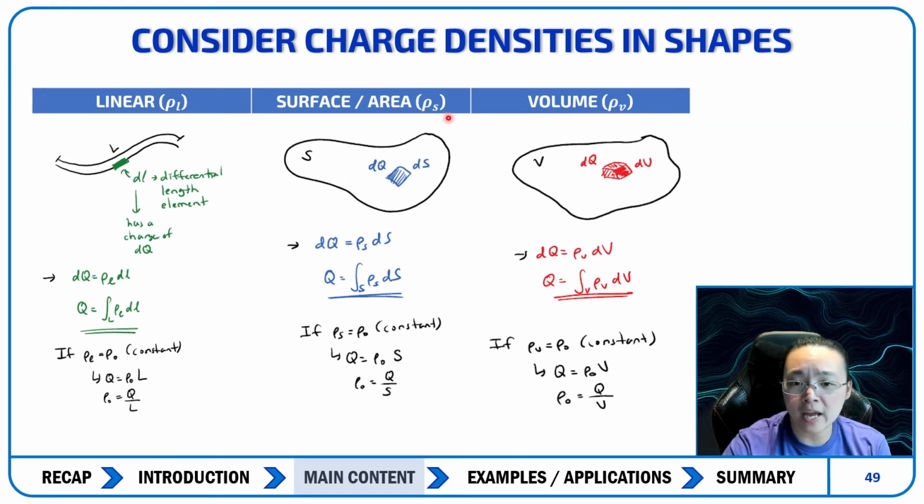charge density rho s can be considered here, and we take a charge density multiplied by the differential surface area element, and we get dq is equal to rho s dS. So very similar thought process, and then you end up with the total charge being the integral of a surface charge density multiplied by the surface area, so that the area component essentially cancels out and gives you a charge.